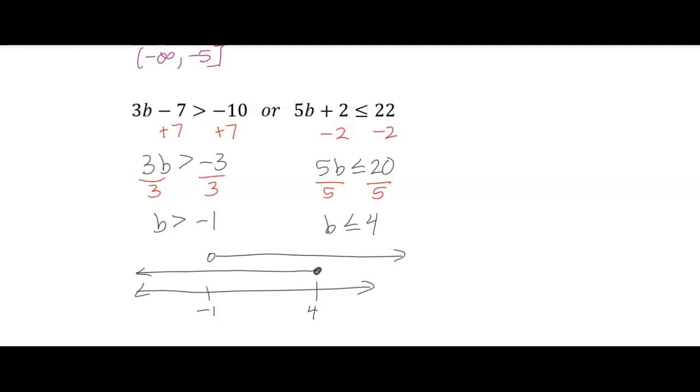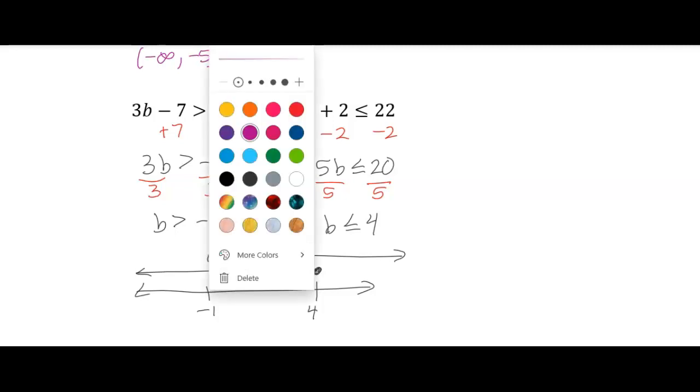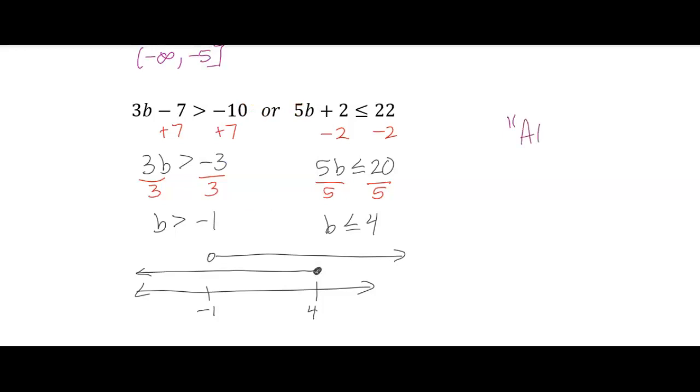If it said and, things would be pretty different. If the word here was and, the overlap is just the stuff between -1 and 4. And is where you take the overlap. But it doesn't say and, it says or.